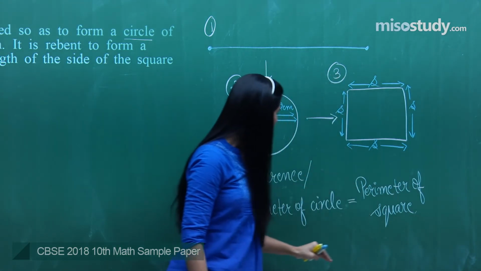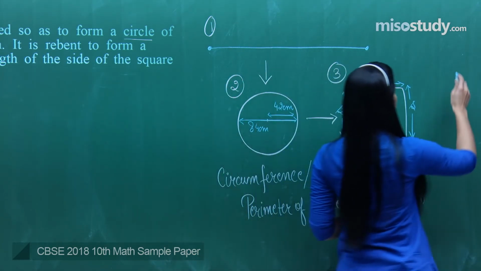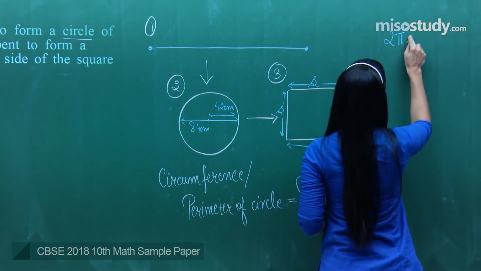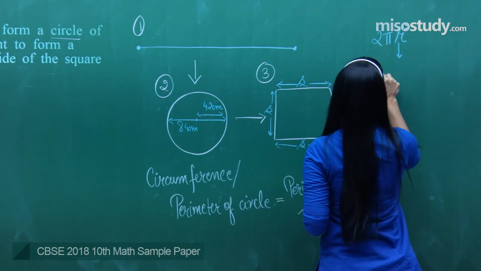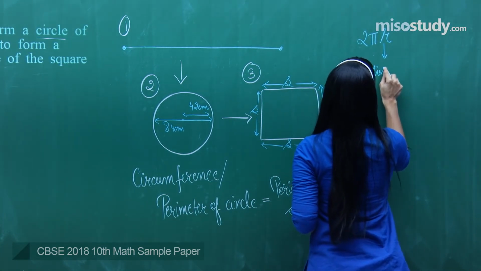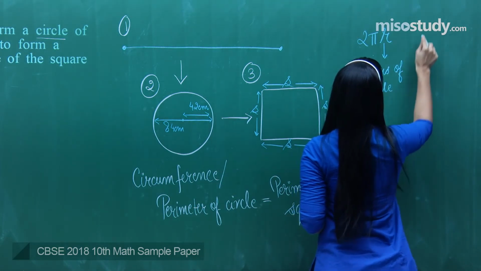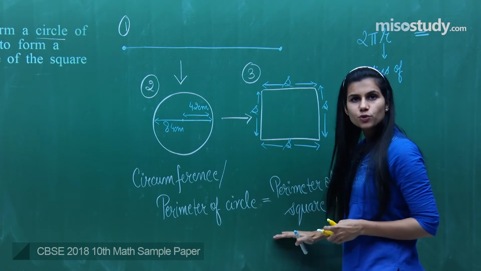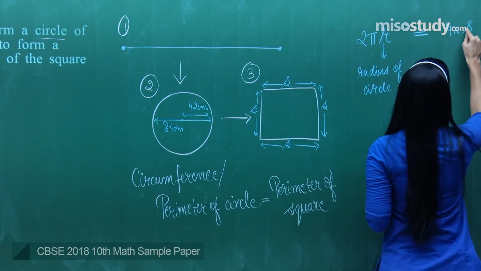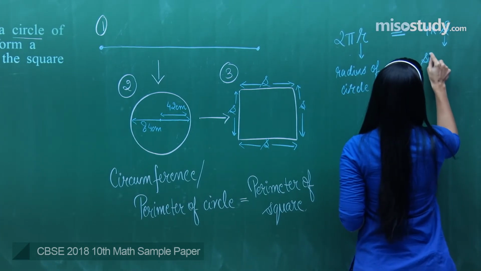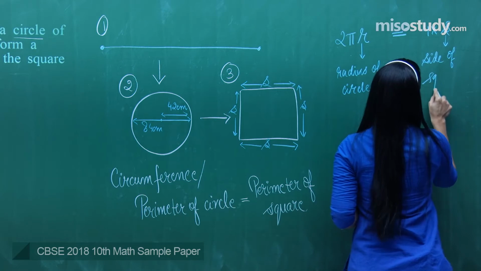And now we use the formula of perimeter of a circle. What is the perimeter of a circle? It is 2 pi r, where this r is the radius of the circle. And what is the perimeter of a square? It is 4 into side. This is the side of the square.